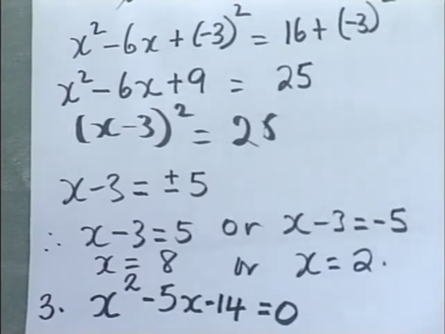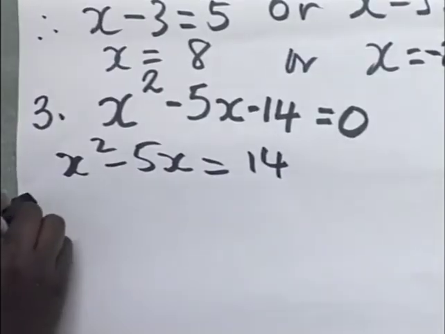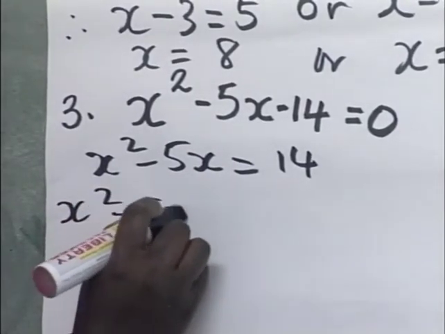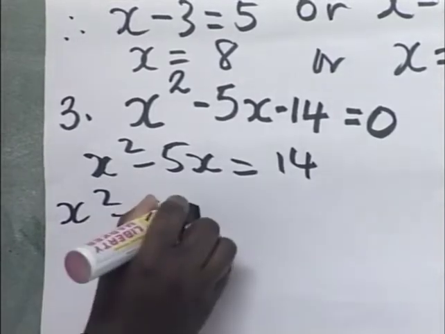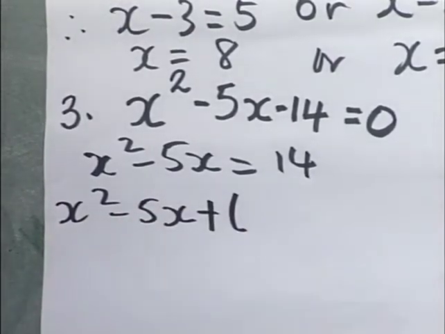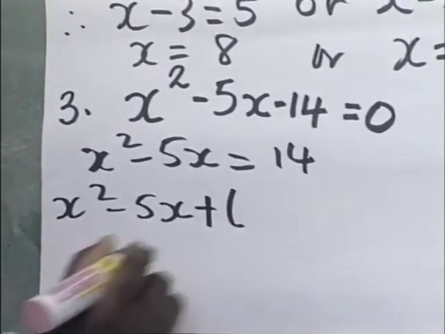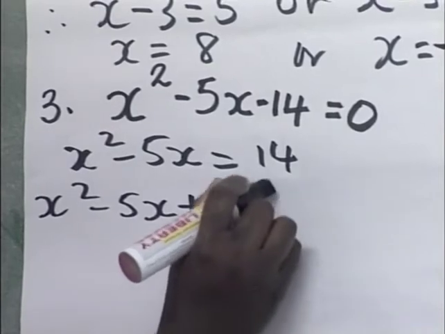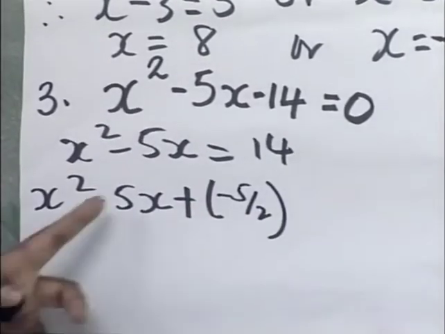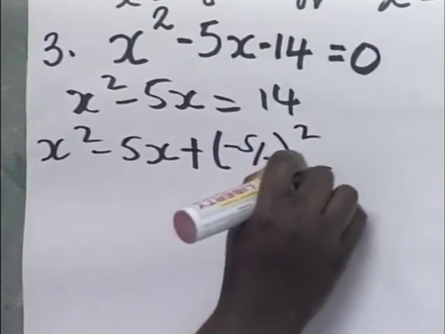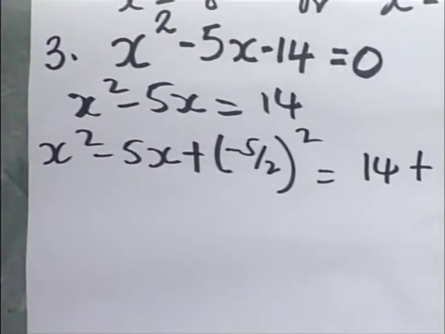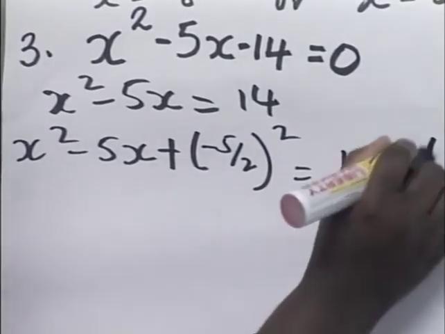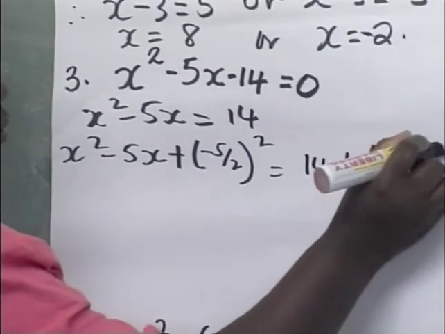Right, x squared minus 5x equals 14. What's half of 5? 2.5, okay. What I will do is, because I don't have a calculator, I'll have to say half of 5, I'll say minus 5 on 2, which is minus 2.5, half of negative 5. I square it and add it onto both sides of the equation. So add negative 5 on 2 squared.